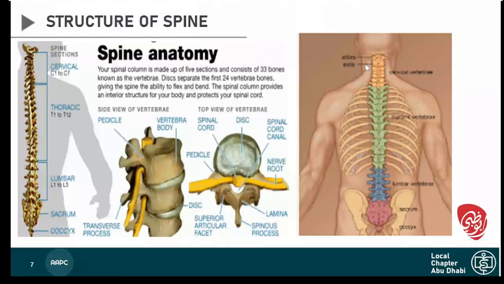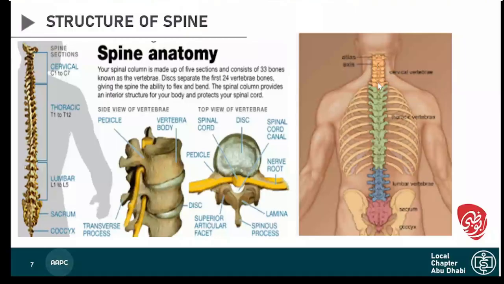The main function of this atlas, or C1 vertebrae, is to keep the head upright and allow the movement of the head. Whereas, what is the function of C2 or axis? C2 acts as a pivot for C1. That means it helps in side-to-side rotation of the C1 vertebrae. Okay.